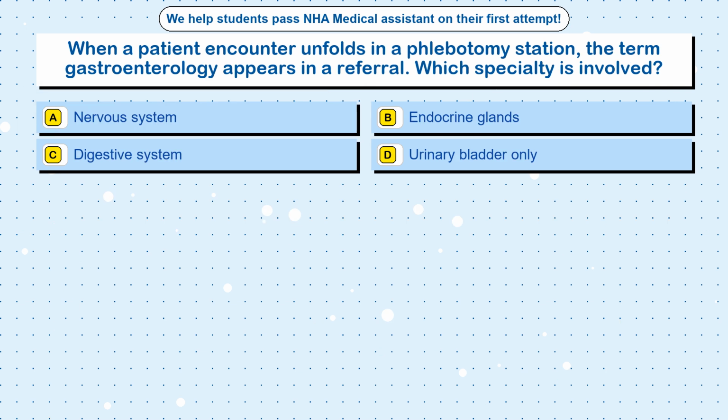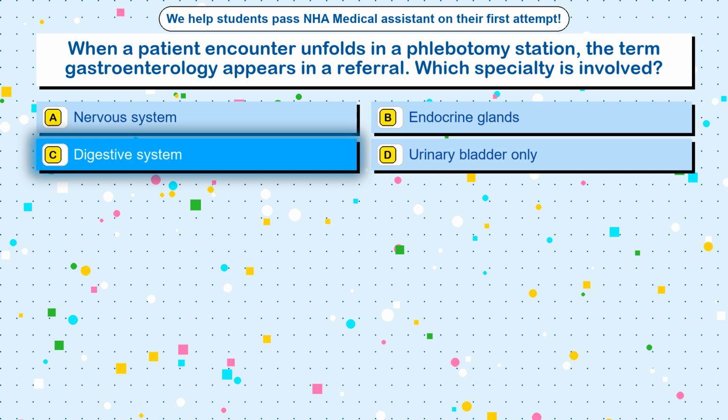Question 21. When a patient encounter unfolds in a phlebotomy station, the term gastroenterology appears in a referral. Which specialty is involved? Option A, nervous system. Option B, endocrine glands. Option C, digestive system. Option D, urinary bladder only. The correct answer is option C, digestive system.